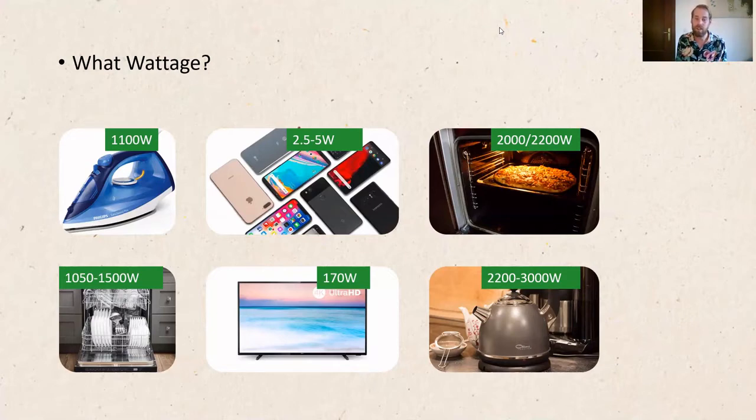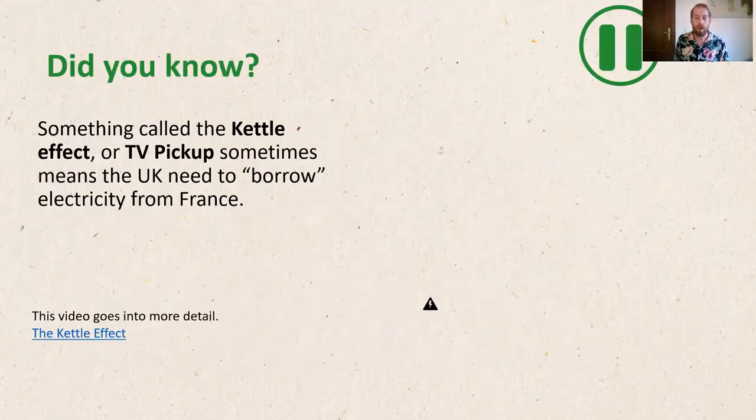The television, 170 watts. Remember, don't leave that on standby. And the kettle, a massive 2,200 to 3,000 watts. Obviously, this depends on the appliance that you're using. There are more specific places you can look to see what your particular brand is and the electrical output from that brand. I mentioned before we'd look more closely at kettles.